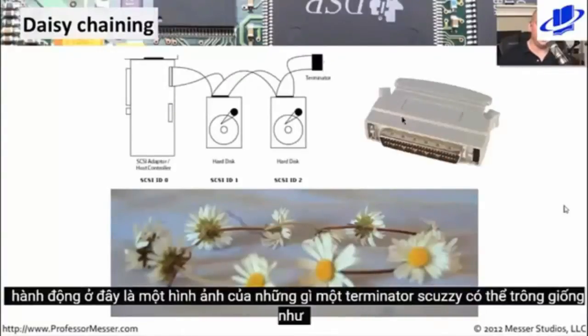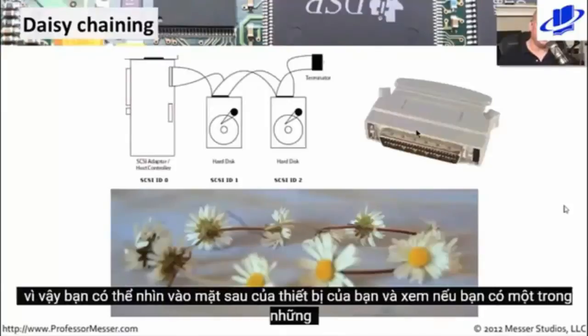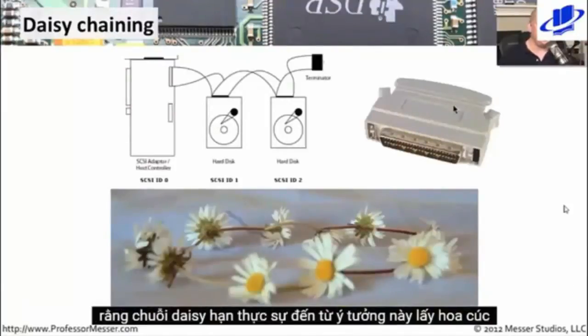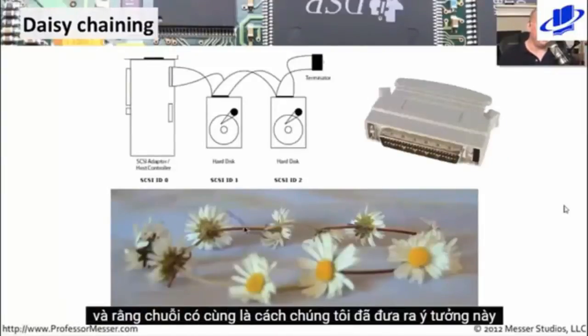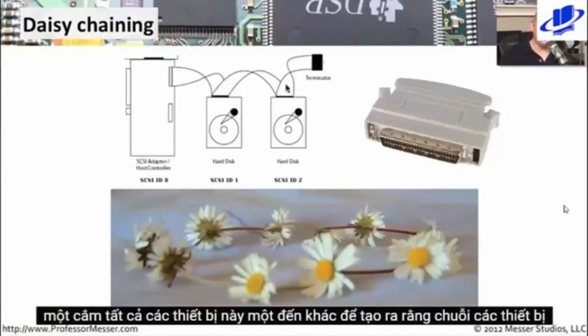Here's a picture of what a SCSI terminator might look like, so you can look at the back of your devices and see if you have one of those. That term daisy chain actually came from this idea of taking daisies and connecting them to each other, and you could wear them as bracelets or wear them on your head, and that same daisy chaining was how we came up with this idea of plugging in all of these devices one to the other to create that chain of devices.